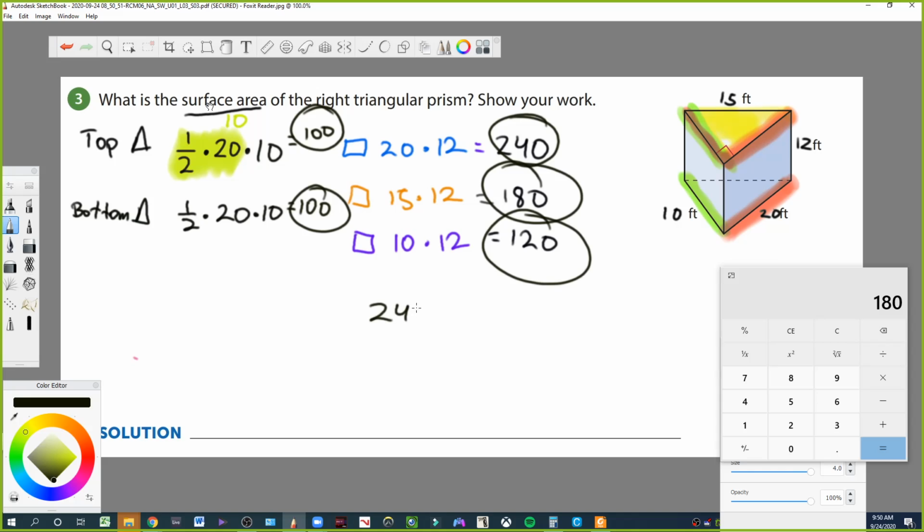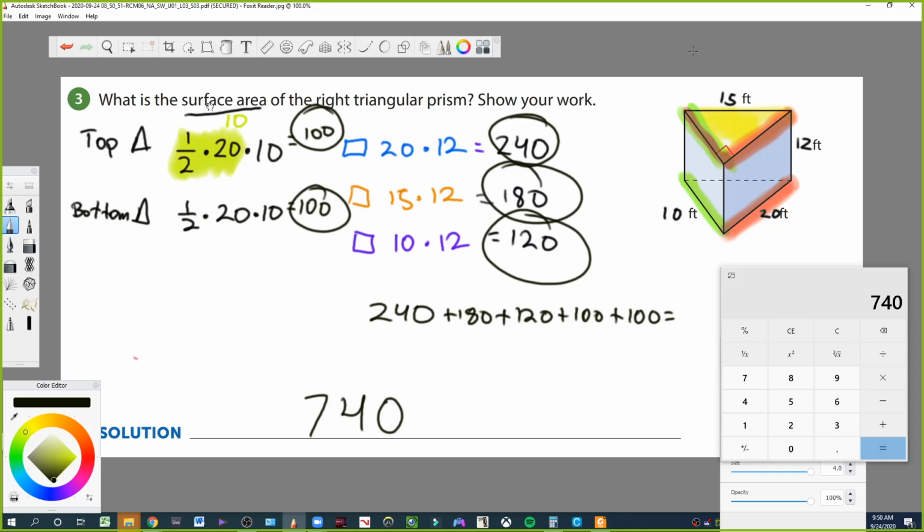So it would be 240 plus 180 plus 120 plus 100. But see, this is 4th grade stuff, man. You guys are in middle school. You guys are allowed to do it sideways. So 240 plus 180 plus 120 plus 100 plus 100 equals, let's see, 240 plus 180 plus 120 plus 200. It's 740.